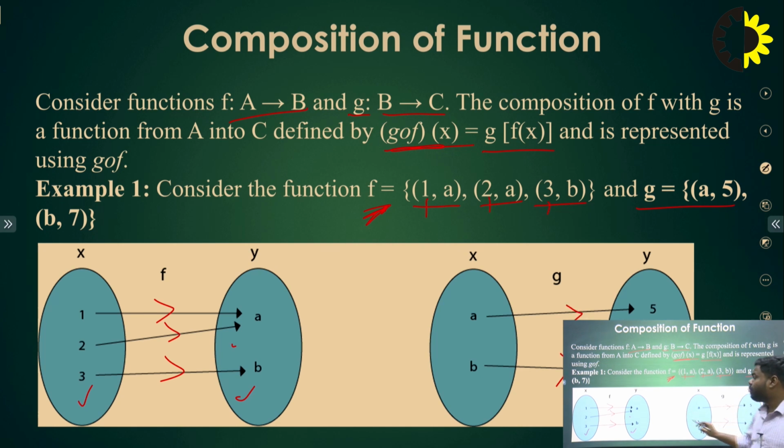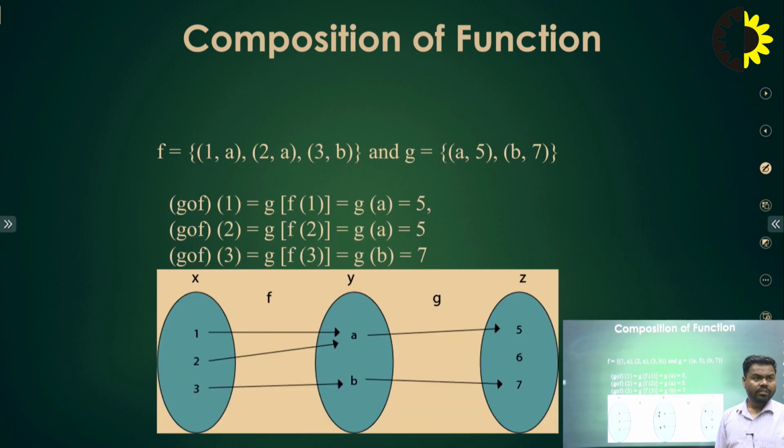So if we merge these functions f and g, then we can say that 1 is related to 5, 2 is related to 5. This is the example. As we took the function f and function g, g of f of 1 is 5, g of f of 2 is 5, and g of f of 3 is 7. Because 3 is related to b and b is related to 7, 3 is related to 7, g∘f of 3 is related to 7. So we have written these values.